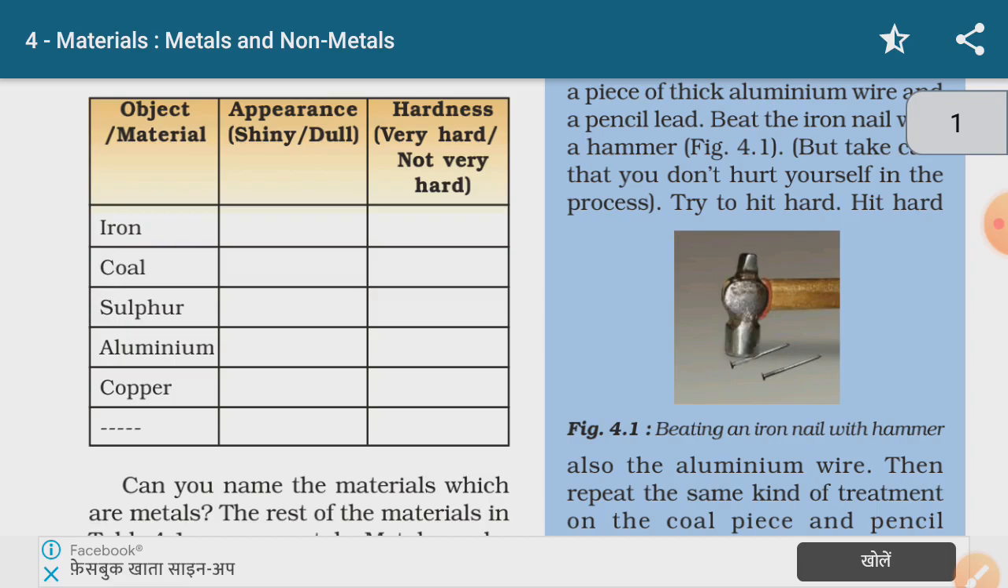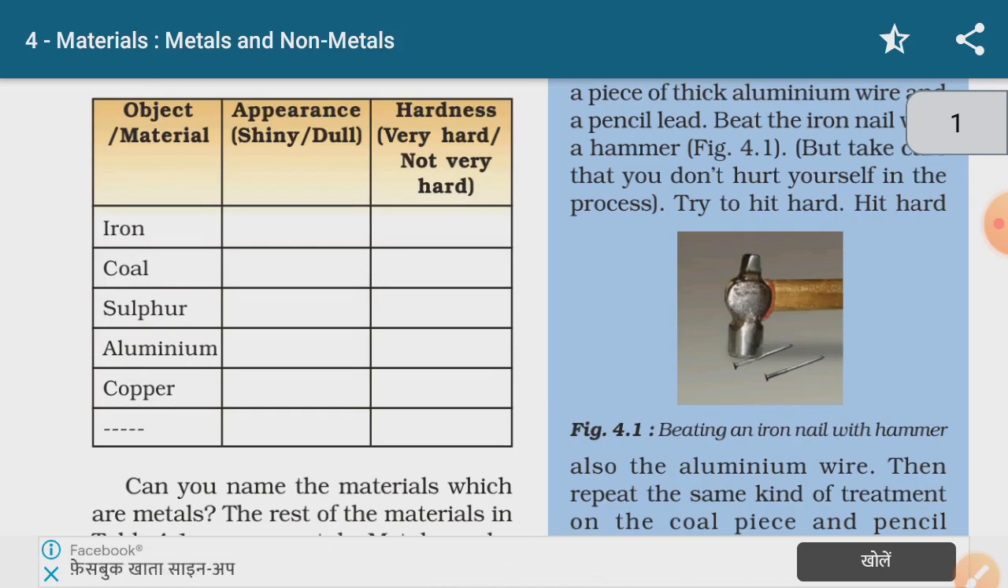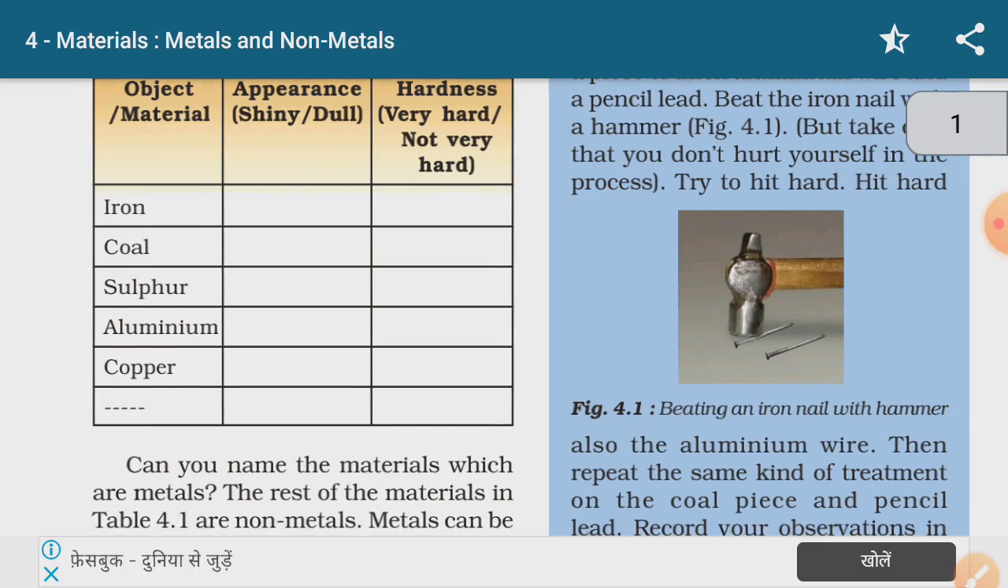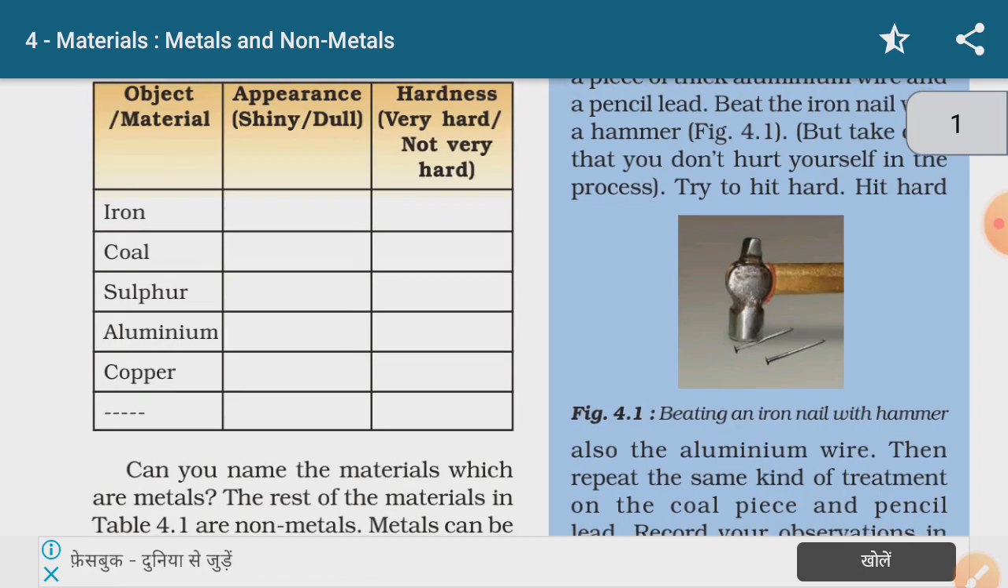Aluminium, shiny. You have seen aluminium in aluminium foil which your mother uses for wrapping your food to keep it fresh for a longer time. Then see the hardness of aluminium, it is hard. Copper, again a metal, appearance will be shiny and it will be hard. So one conclusion we have drawn is that metals are shiny, lustrous and hard, whereas non-metals are considered to be dull and not very hard.